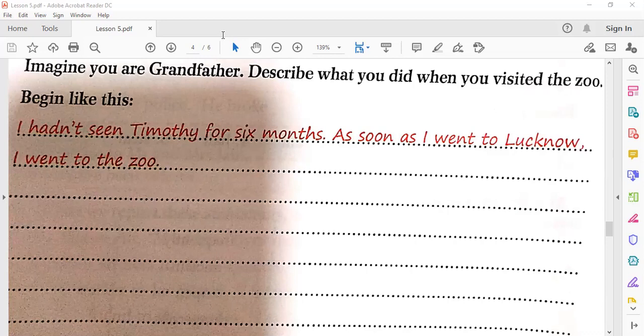Okay, let's get started. I went to the zoo. Then we have: Timothy was crouching in a corner of his cage. Timothy was crouching in a corner of his cage.